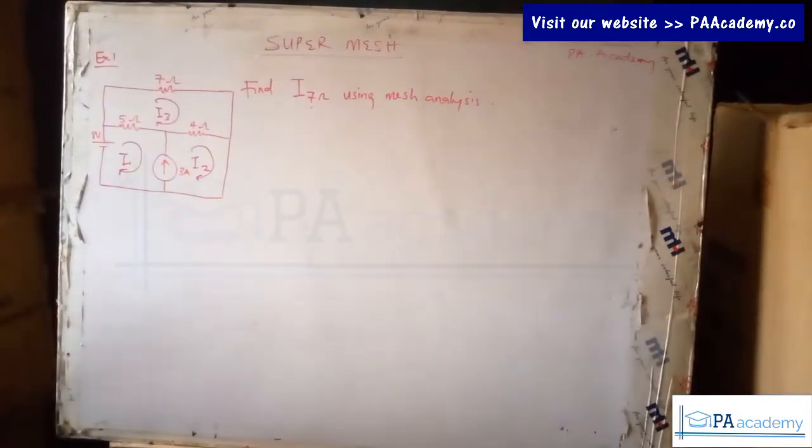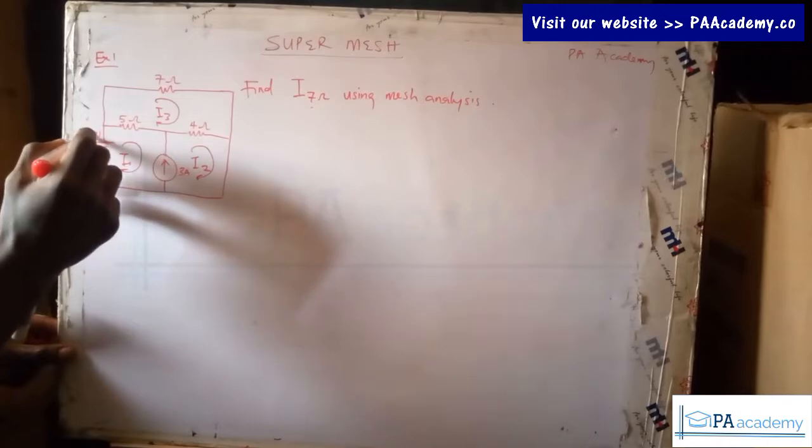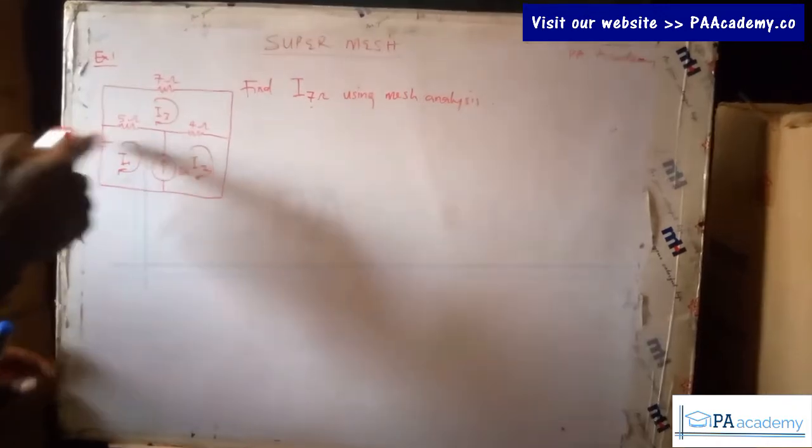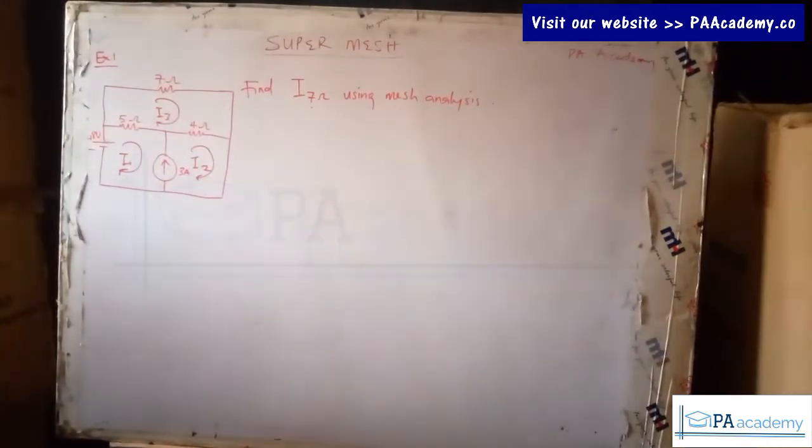The next thing we have to do, since we are doing mesh analysis, is to pick our polarities based on the direction of our current. For our voltage source, it is constant, so this is going to be plus and this will be minus, because the longer one is positive and the shorter one is negative. That's the best way of getting to know this quickly.